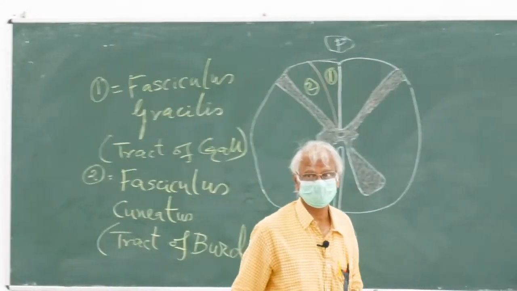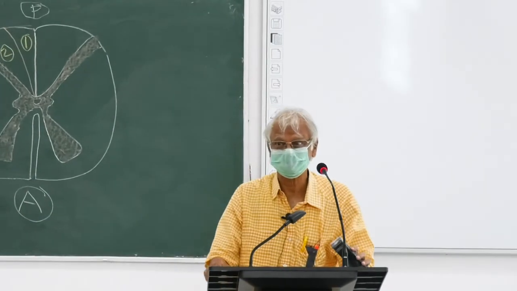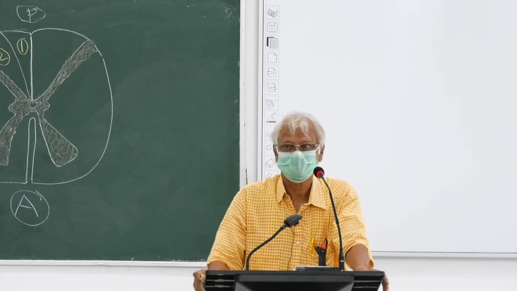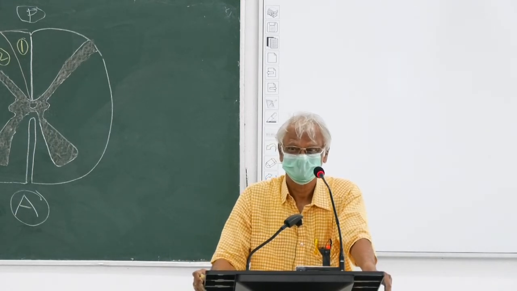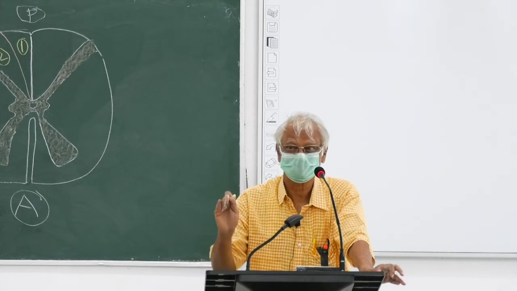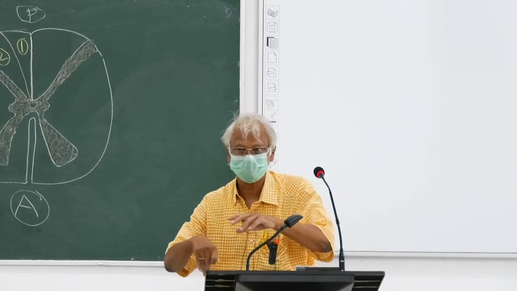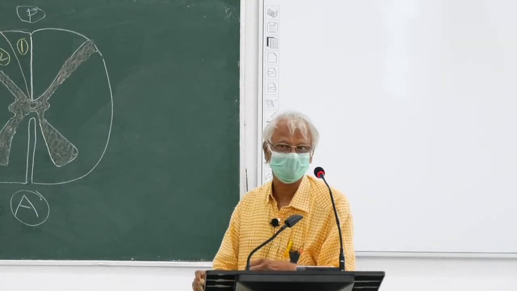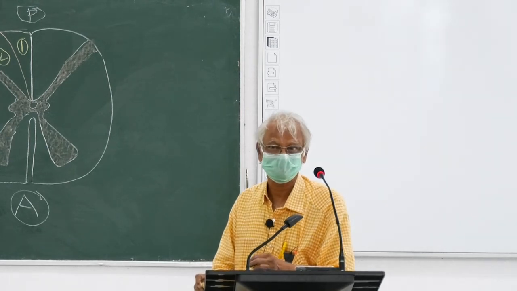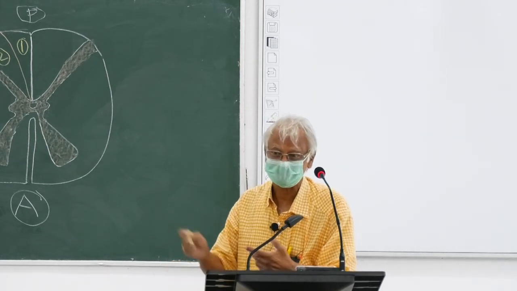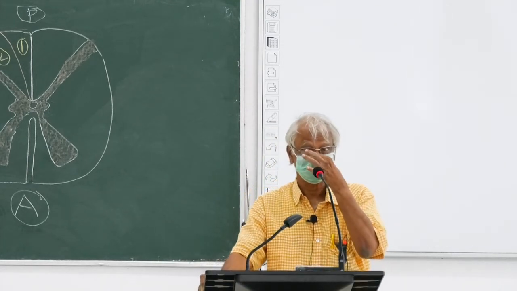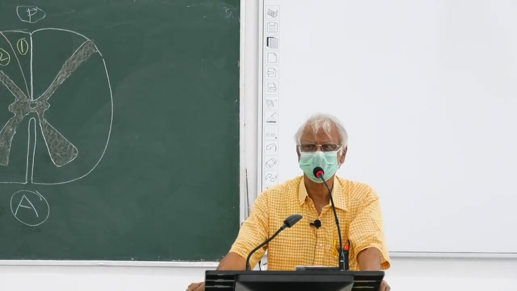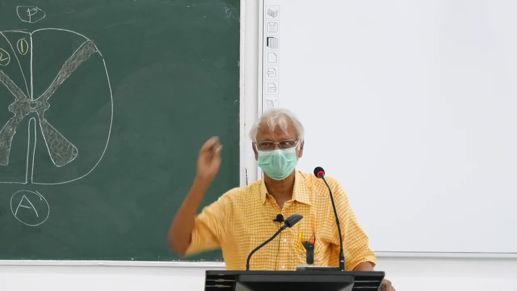When I was a first year physiology student in 1970-71, our teacher used to come and teach us tract of Gall and tract of Burdach. Books also said like that. Then slowly the books changed, teachers also changed. We started calling it fasciculus gracilis and fasciculus cuneatus. Same thing, different names. Gray's Anatomy also same. What edition are you reading now? We used to study the 34th edition of Gray's Anatomy.